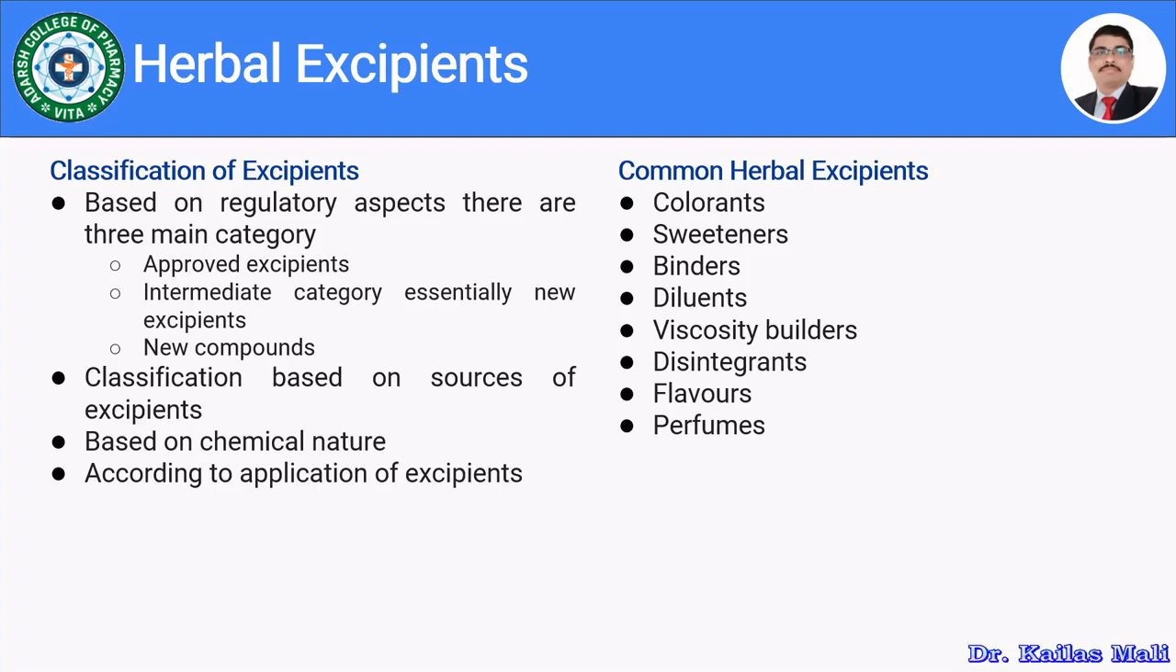Let us see certain excipients which are derived from the herb, which are going to be used to prepare pharmaceutical dosage forms and cosmetics. There are colorants, sweeteners, binders, diluents, viscosity builders, disintegrants, flavors, and perfumes. So we'll discuss all these common herbal excipients in the next session.